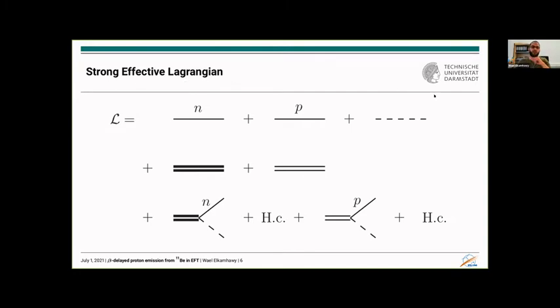I depicted it here diagrammatically. Here we have the neutron propagator, the proton propagator. The dashed line is the beryllium-10 core propagator. And the second line, the thick double line, denotes the beryllium-11 two-body dimer. And the thin double line corresponds to the boron-11 dimer. And in the last line, we have the interaction vertices, allowing transitions of beryllium-11 breaking up into the neutron and the core and vice versa, as well as boron-11 breaking up into the proton and the core, always in an S-wave interaction and vice versa.